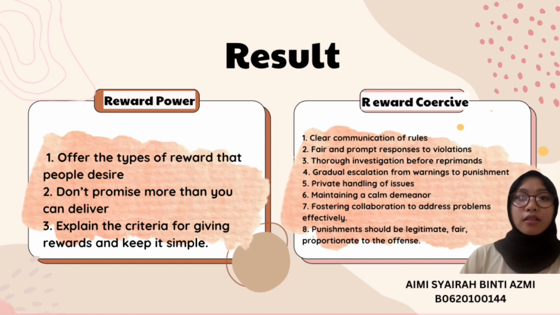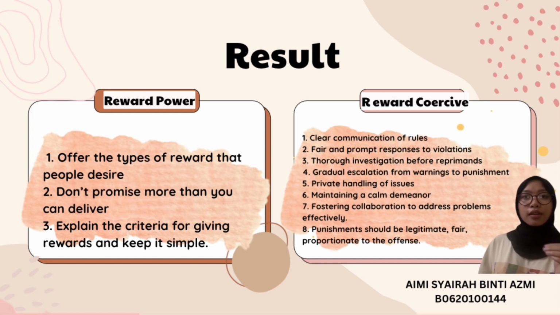The fourth one is gradual escalation from warning to punishment. For repeated tardiness, start with a verbal warning, then a written warning, and then consider more severe consequences if the issue continues. Next, private handling of the issue: discuss the performance concern with the employee in private. Next is maintaining a calm demeanor. When addressing a sensitive issue, such as poor performance, approach the conversation calmly.